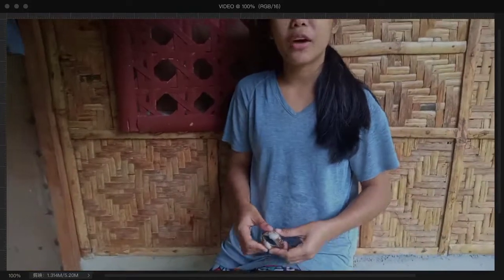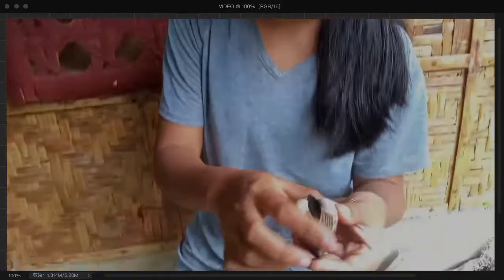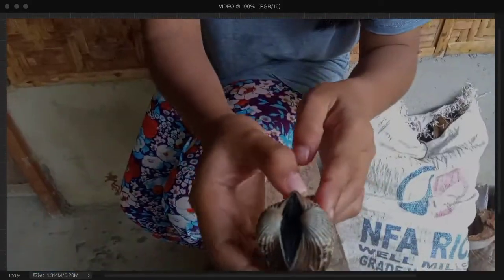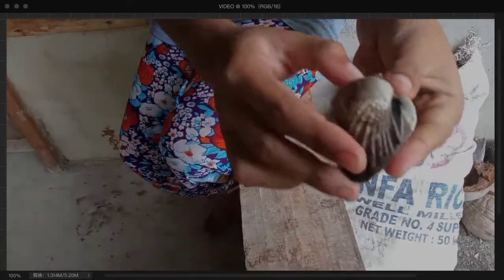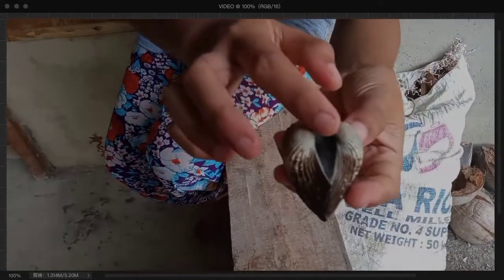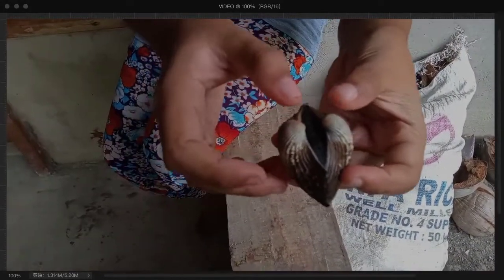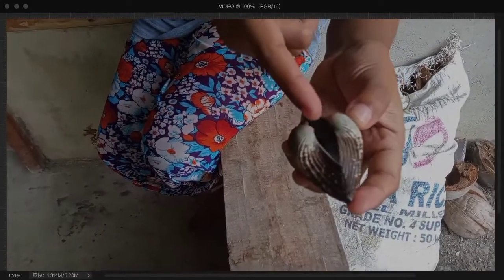First, I will identify its external parts. This one is the left valve, the right valve, umbo, the ligament.